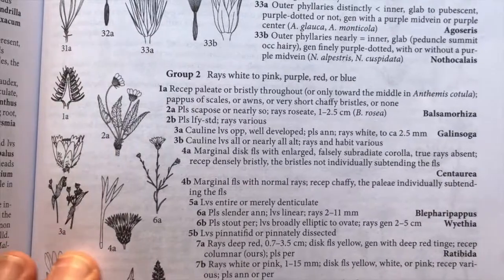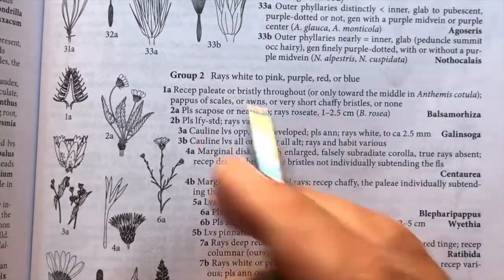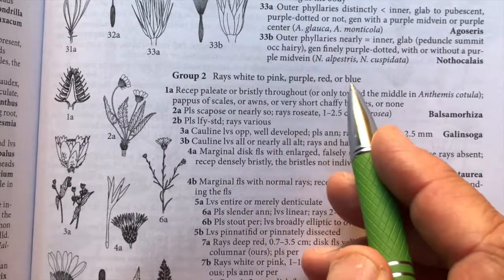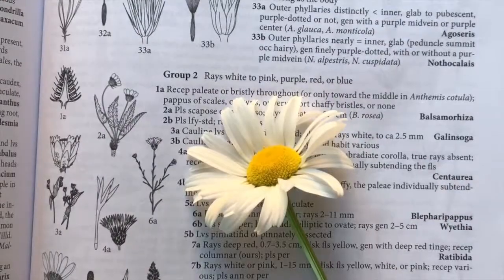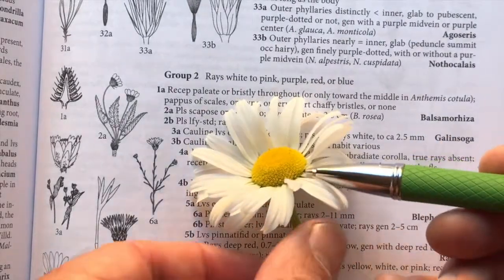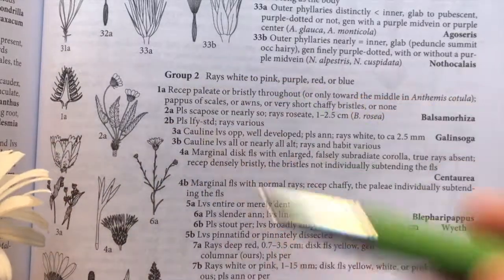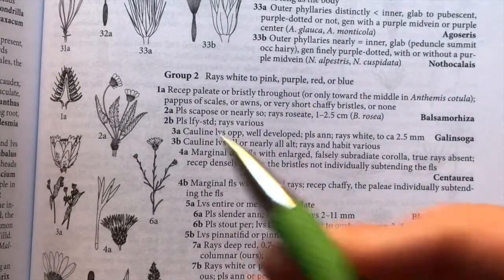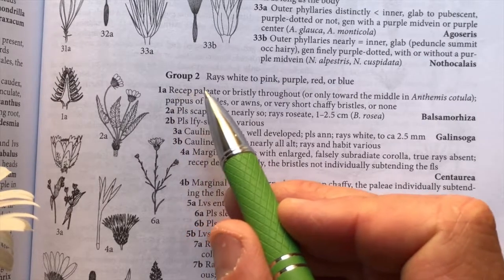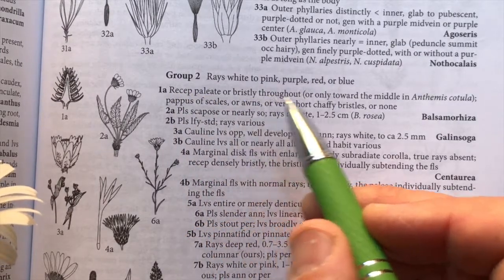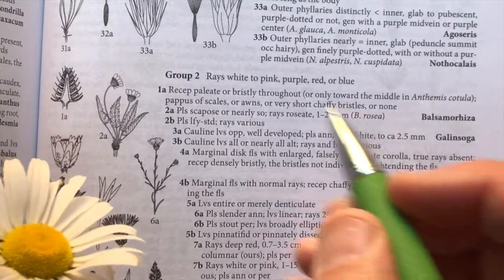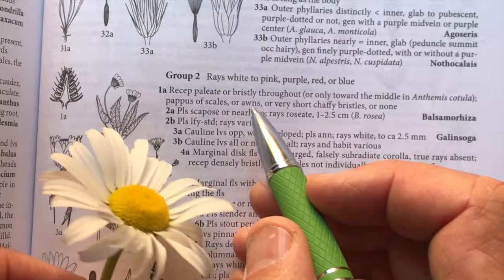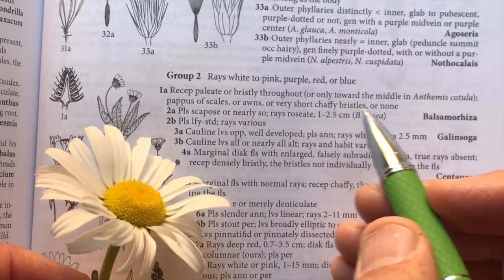And here we go. So now we get to jump into group 2, rays white to pink, purple, red, or blue. And so far our work has been pretty easy. Continuing with our key of oxeye daisy here, we're starting in group 2 in the Asteraceae. The first question here is receptacle paleate or bristly throughout, or only towards the middle in one species. Pappus of scales or awns, or very short chaffy bristles, or none.